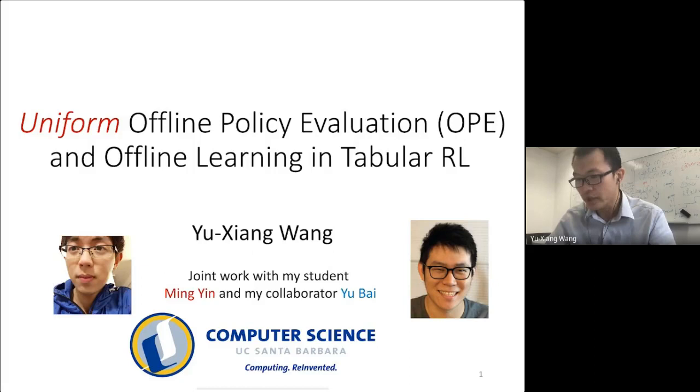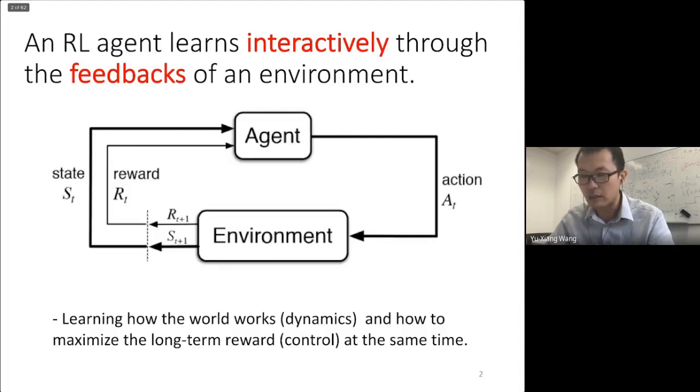I highlighted the uniform here because that's a key topic of this talk, even though I also go into a little bit of details about the point-wise off-policy evaluation. So I'll define what this means as they show up in the talk. All right. Let's get it started. So the talk is going to be about RL.